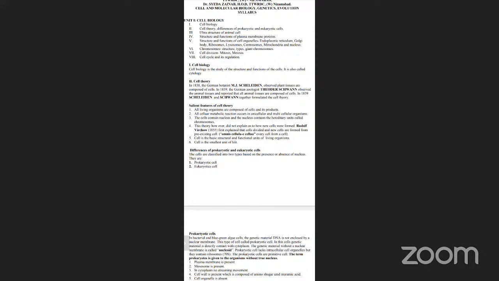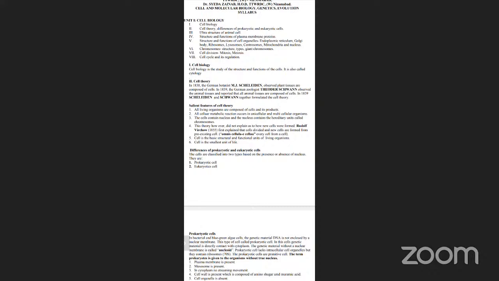That theory is that every cell originates from a previous cell. Every cell is derived from a previous existing cell. So, omnis cellula e cellula. Every cell originates from a previous or already existing cell, as proposed by Rudolf Virchow. And the cell is the basic structural and functional unit of living organisms.